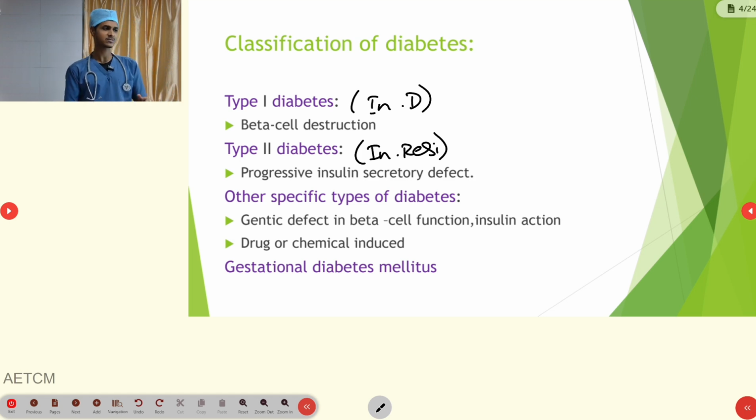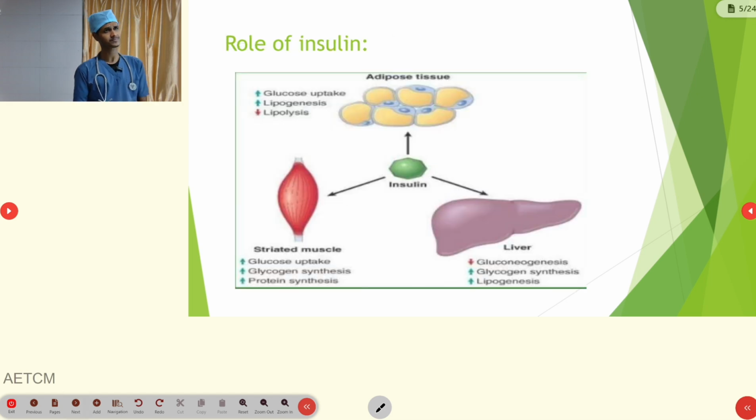Some more types of hyperglycemia we have, like drug or chemical induced hyperglycemia. Drugs like corticosteroids, octreotide, NSAIDs, those will increase the blood glucose level. Gestational diabetes mainly occurs in females during pregnancy. Those are some subclassifications of hyperglycemia. Type 1 and type 2 are the major common ones, and gestational, drug induced and genetic defects also come in. So this is the role of insulin we told, right?